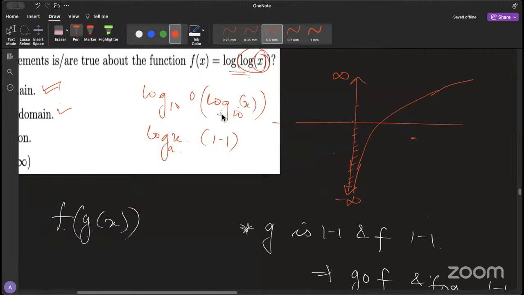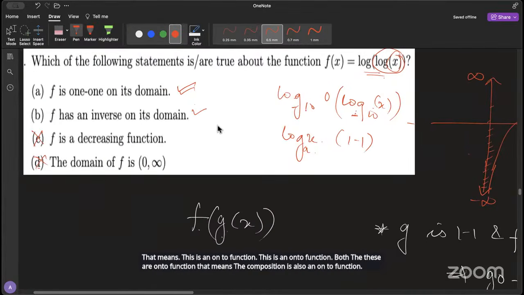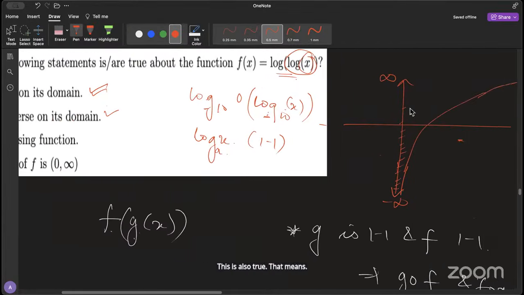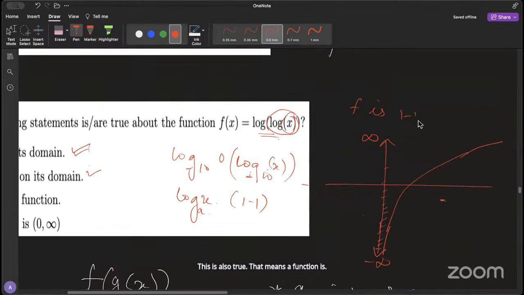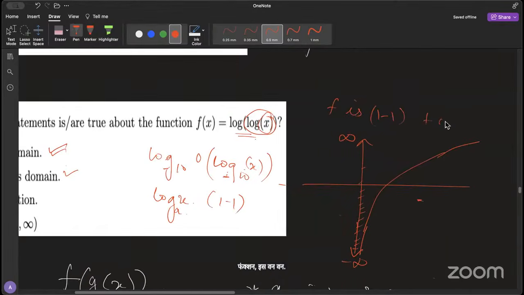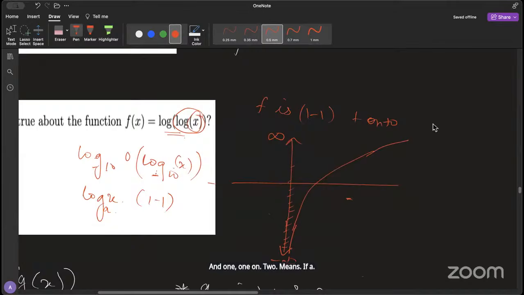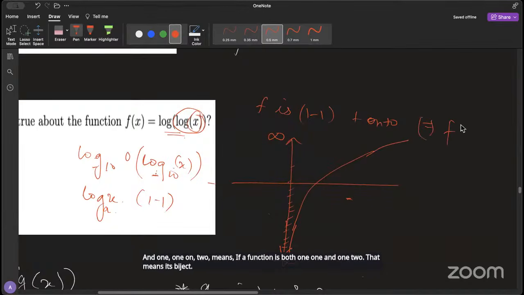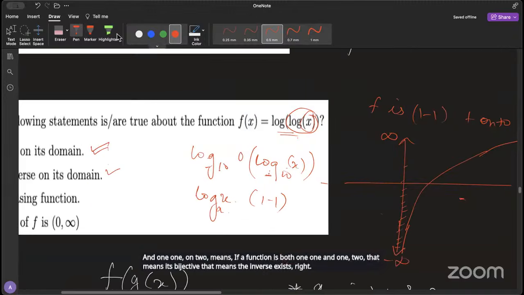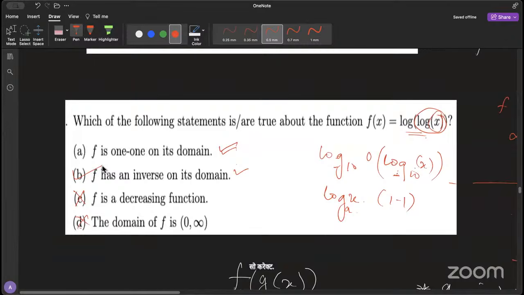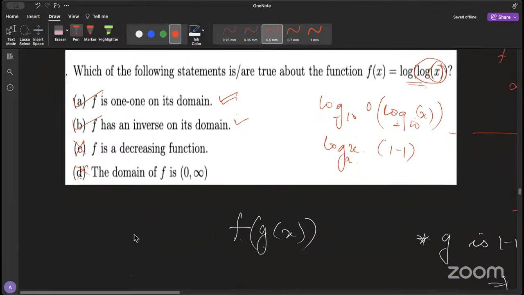That means this is an onto function. This is an onto function. Both of these are onto functions. That means the composition is also an onto function. So this is also true. That means your function is 1-1, and it's also onto. And if a function is both 1-1 and onto, that means it's bijective. That means the inverse exists, right? So this is also correct. So both these options are correct.